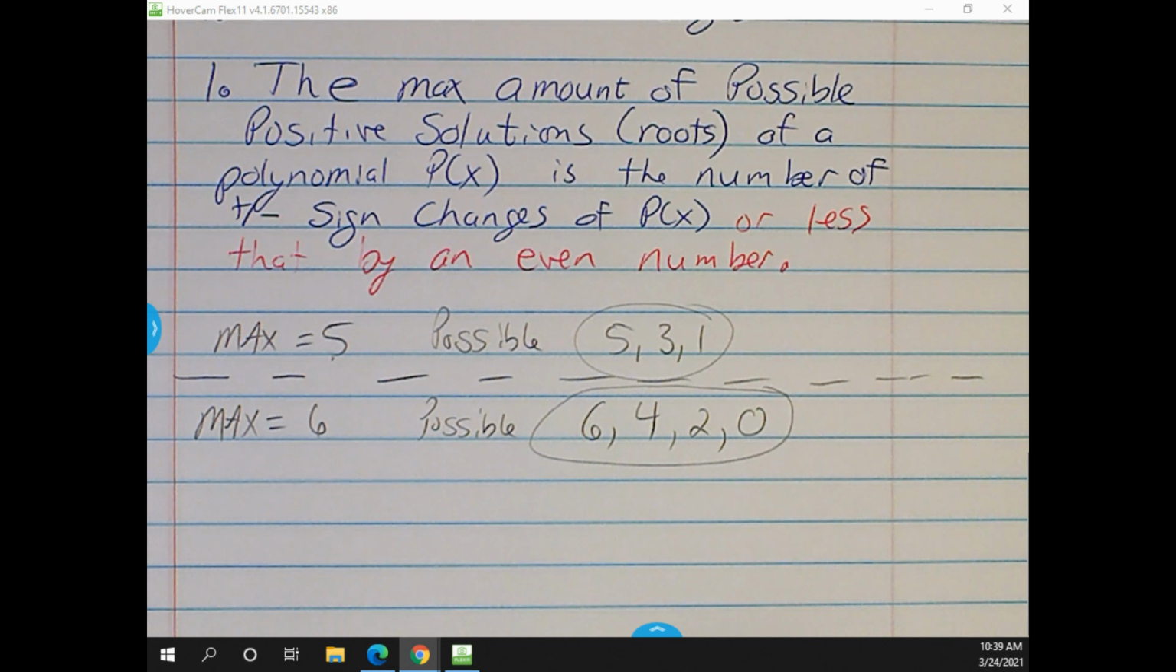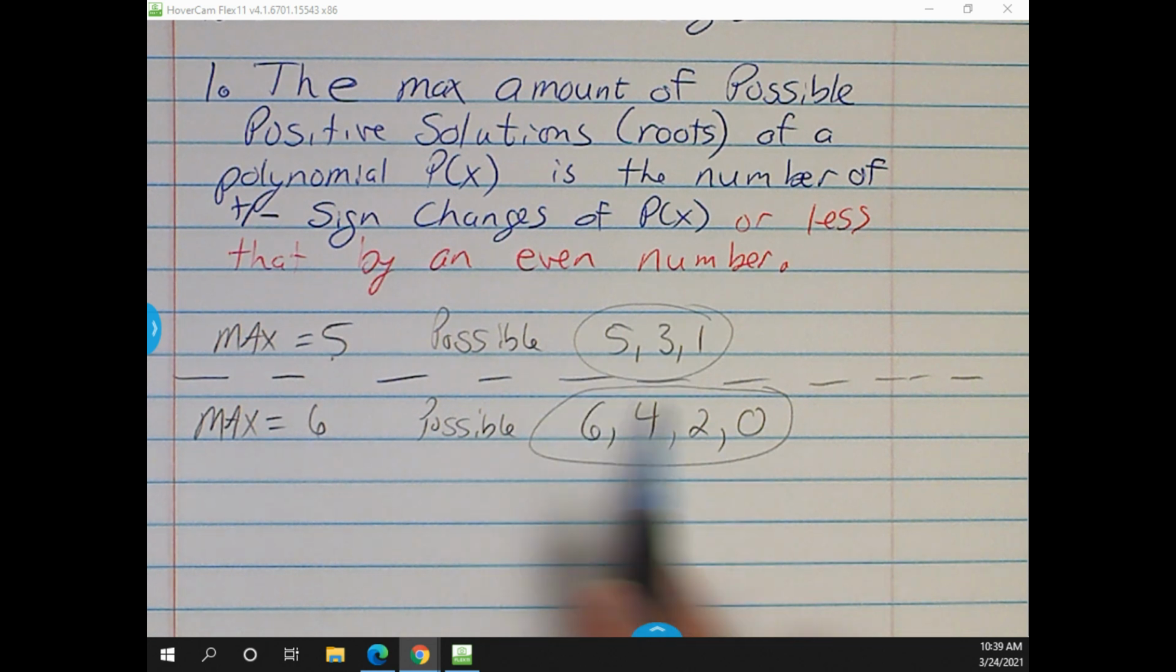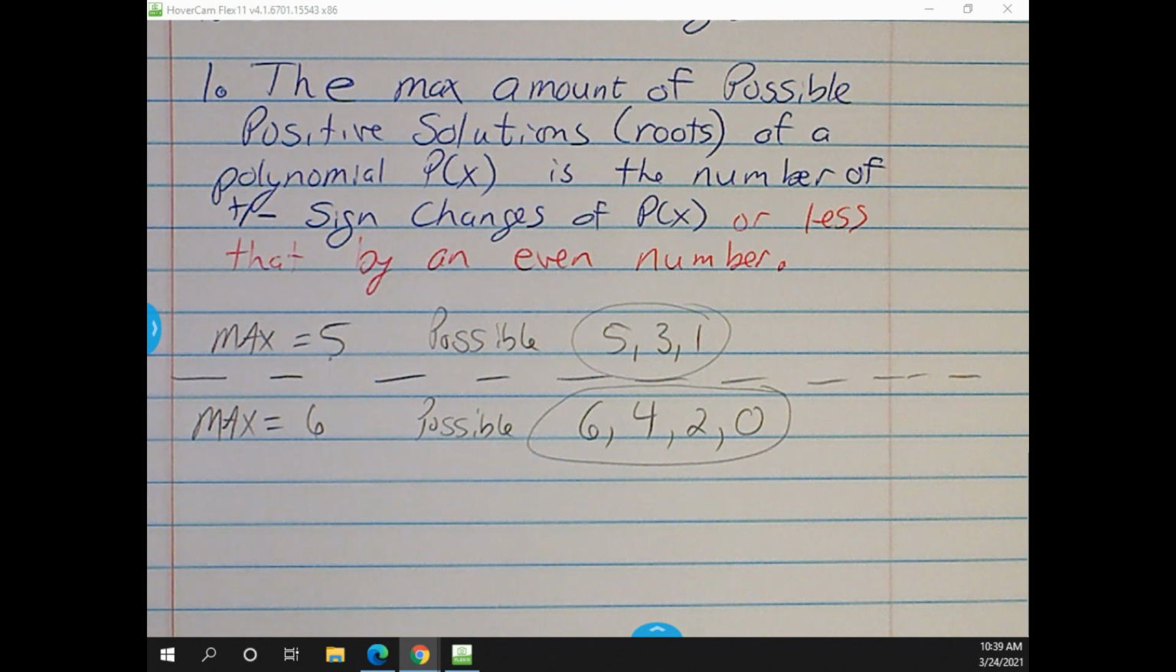So just realize that everything that you do is always going to occur in odd amounts or it's going to occur in even amounts. And that's really what it comes down to.